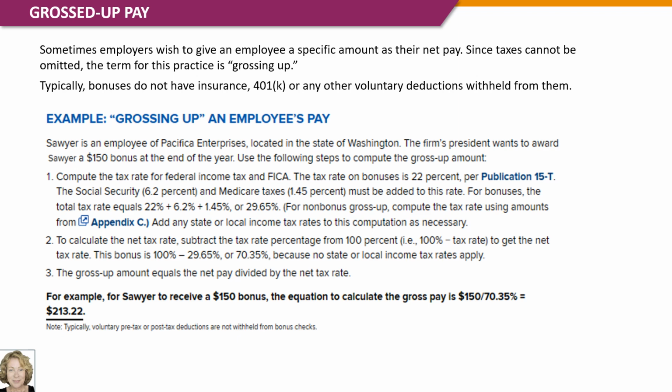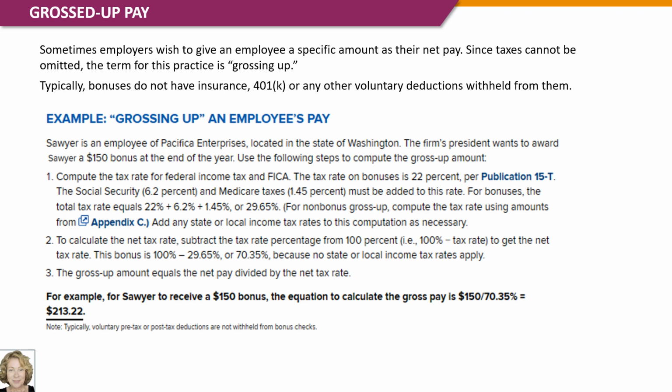If the amount to be paid is a bonus, then the federal income tax must be computed at 22%. Typically, bonuses do not have insurance, 401k, or any other voluntary deductions withheld from them. So let's look at this example. Sawyer is an employee for Pacifica Enterprises located in the state of Washington, and the firm's president wants to give Sawyer a $150 bonus at the end of the year as a reward. We would use the following steps to calculate the gross amount.